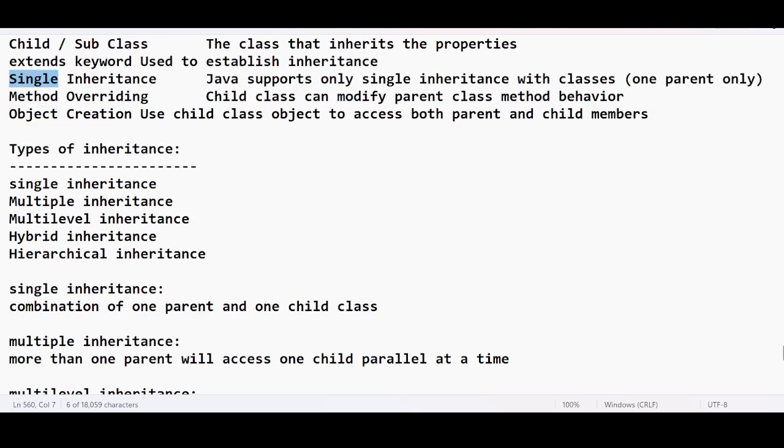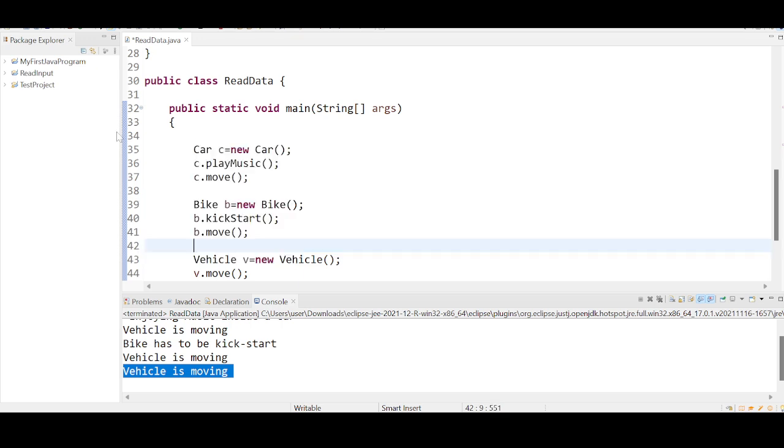Now we will understand about the types of inheritance. Single inheritance is there, multiple is there, multi-level is there, hybrid is there, hierarchical. Let us understand one by one. Let me remove all this.